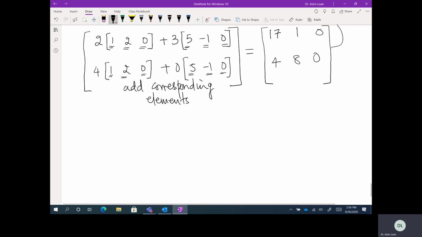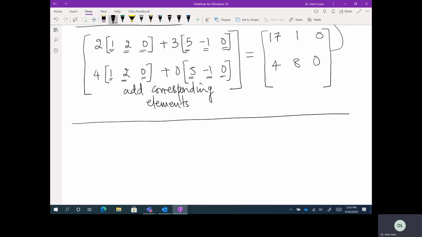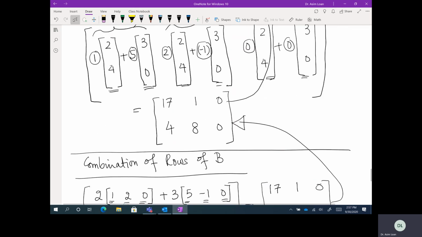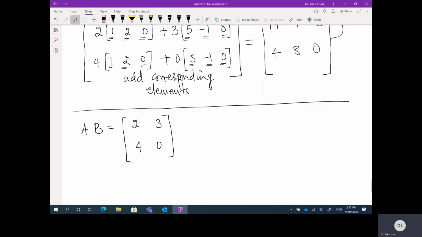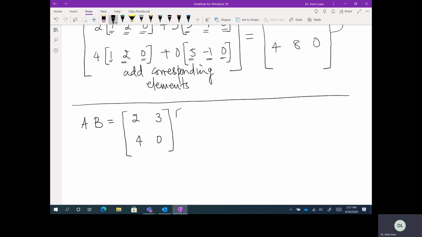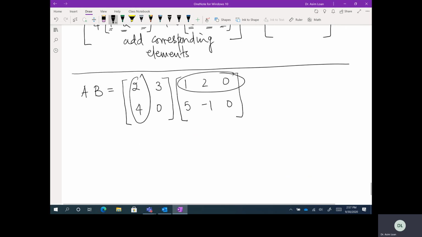And then there is a third way. There is a third way of multiplying the matrices A, B. So AB is actually 2, 3, 4, 0. So this is the third way. Combination of columns of A, combination of rows of B, and B is 1, 2, 0, 5 minus 1, 0. So take this column and this row. So this is just like the rank 1 matrices that we did.